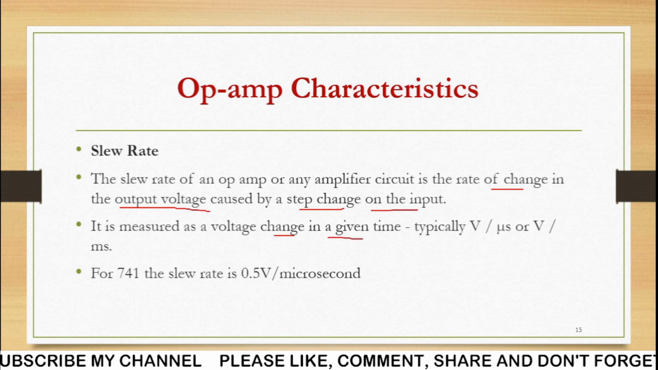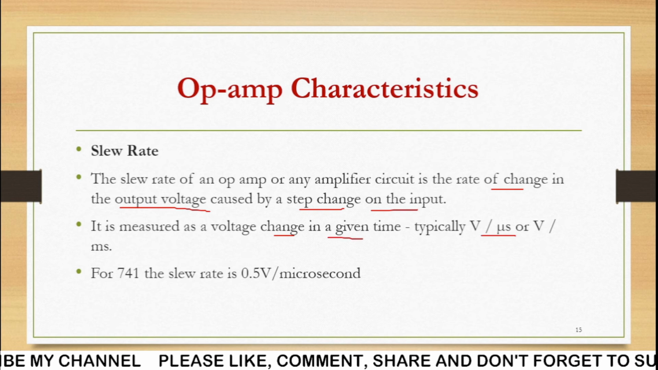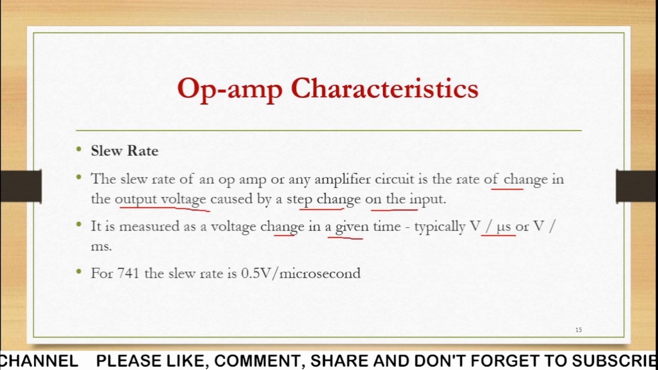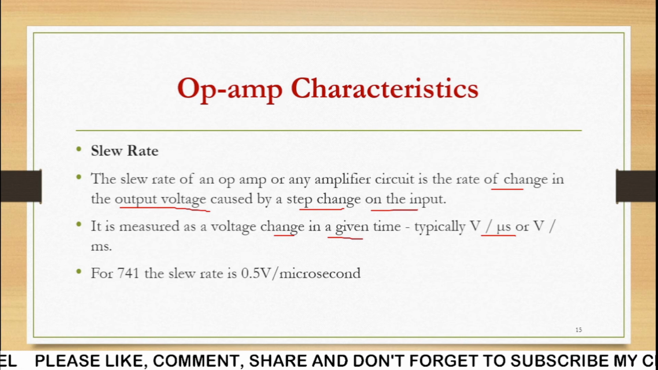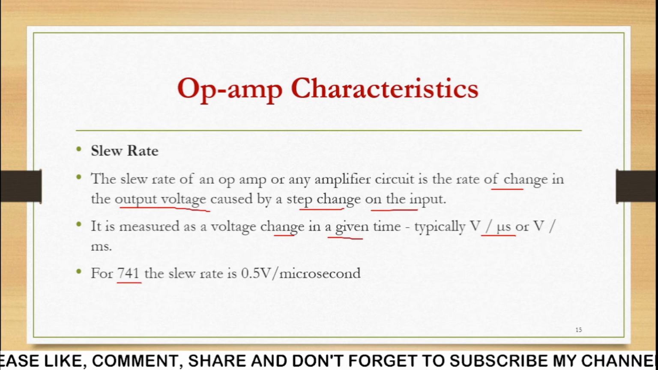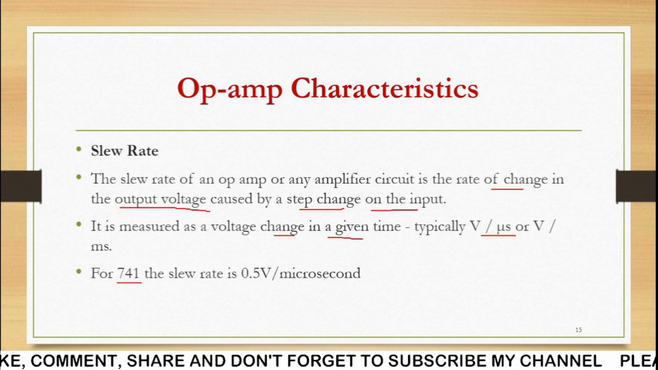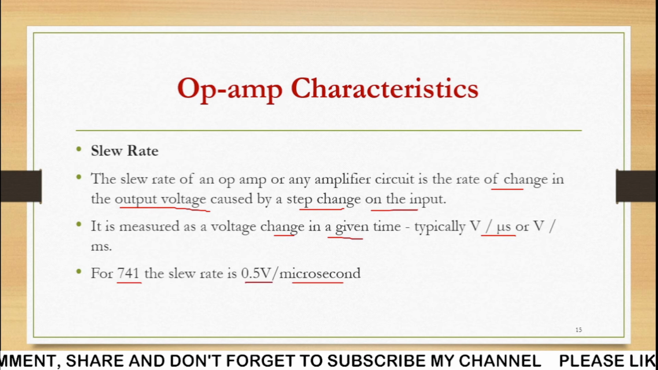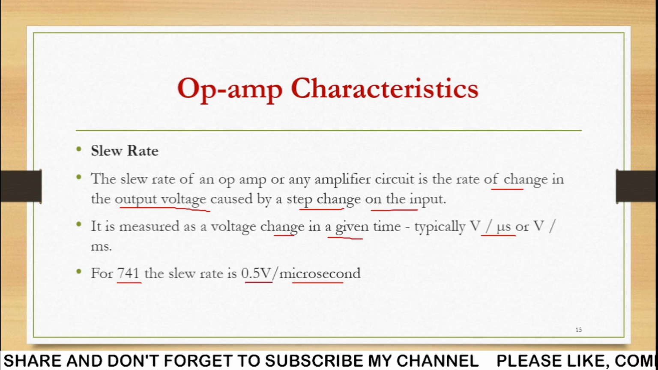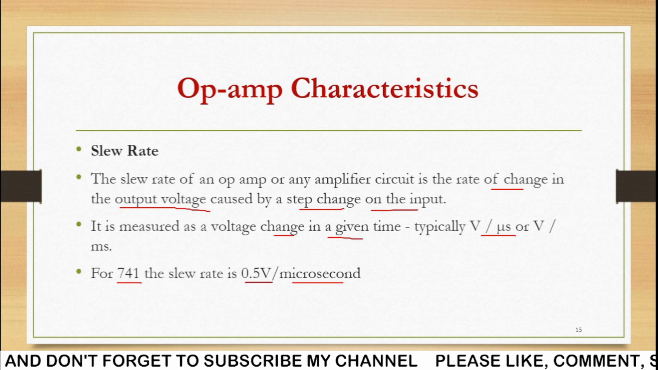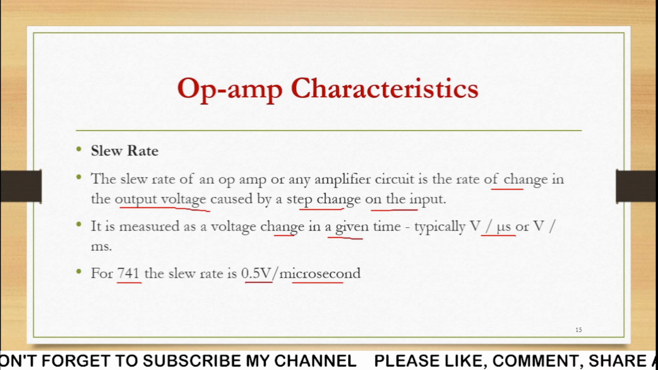For the 741 operational amplifier, the slew rate is 0.5 volt per microsecond. So this is the way the slew rate is calculated: for a step change in input, we find the rate of change of output. So the 741 slew rate is 0.5 volt per microsecond.